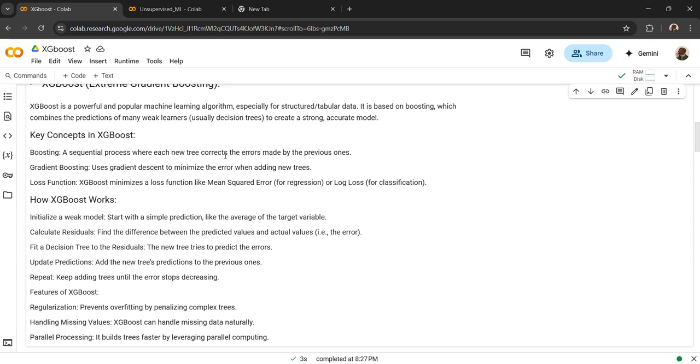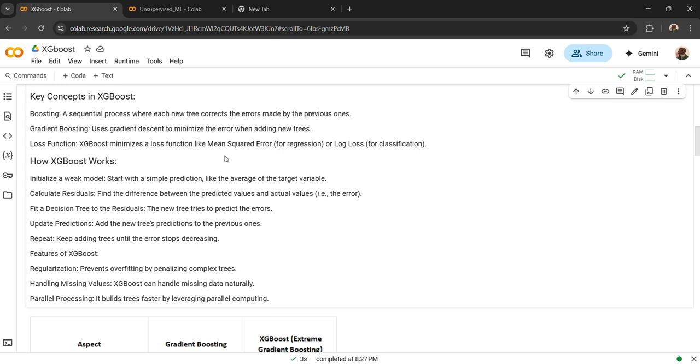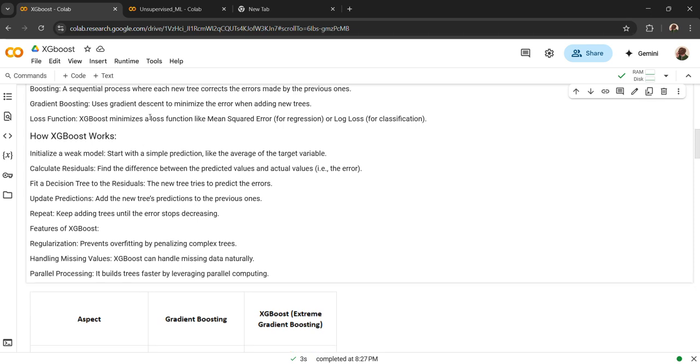Key concepts are boosting, gradient boosting, and loss function. See, this is the same concept as boosting, but gradient boosting, but it is extreme. Some more parameters it will test. And boosting we know, gradient boosting also we know. Gradient descent is what we will use. Loss function: actually it uses gradient descent to minimize the error in this function, and XGBoost minimizes the loss, like mean square error we just now discussed, or log loss for classification.